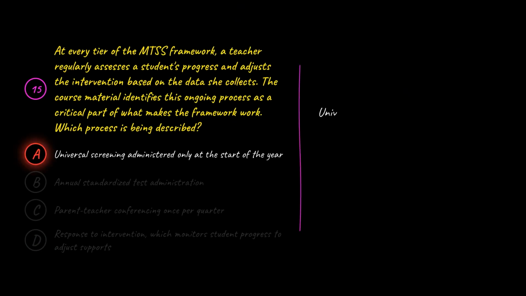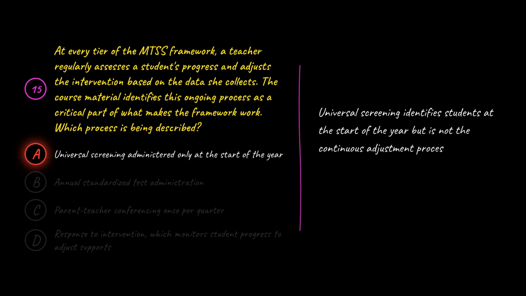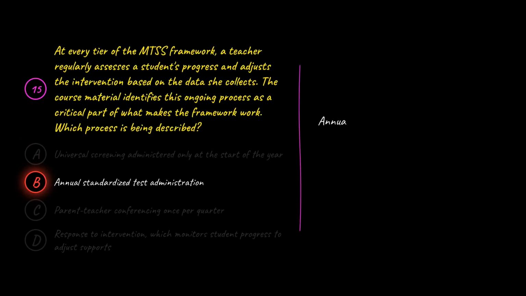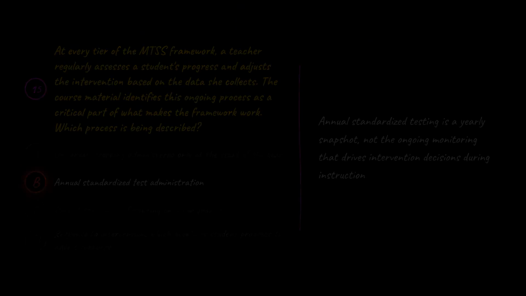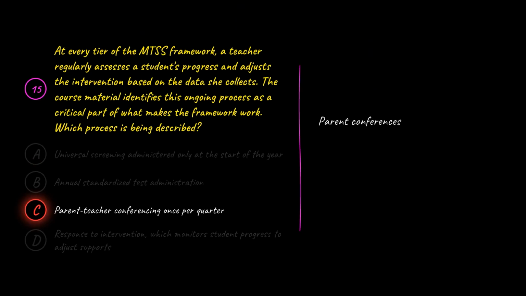A is wrong because universal screening identifies students at the start of the year but is not the continuous adjustment process described. The response to intervention cycle continues throughout the year. B is wrong because annual standardized testing is a yearly snapshot, not the ongoing monitoring that drives intervention decisions during instruction. C is wrong because parent conferences are communication events. They are not the data collection process that powers adjustment of interventions.